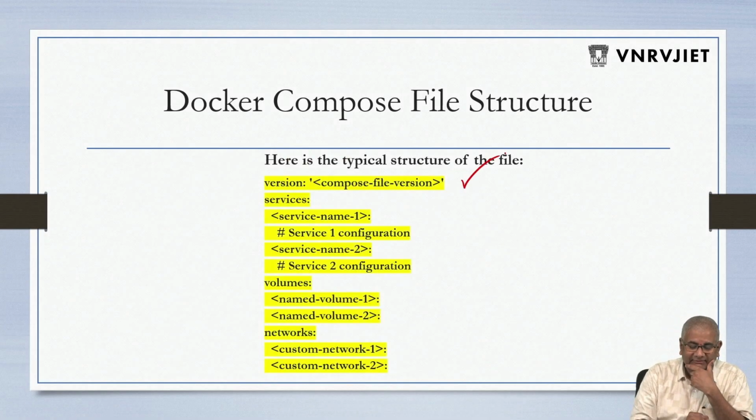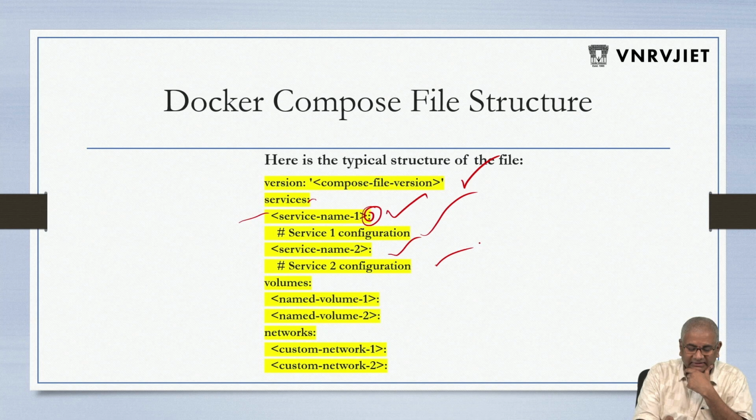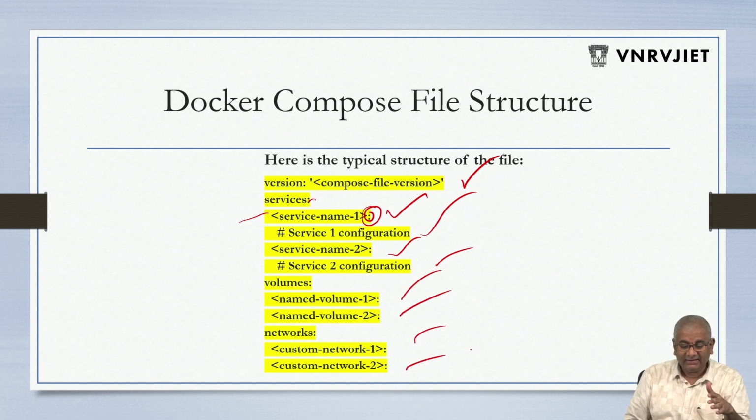Version: the Compose file version number. Services: you see service one, then service one configuration, service two. This is the tag, right? So it's version colon, services colon. Under service one, you can use tabs to show the dependencies, the hierarchy, right? So configuration, volume, network, like this. This is the high-level structure of a typical Docker Compose file.